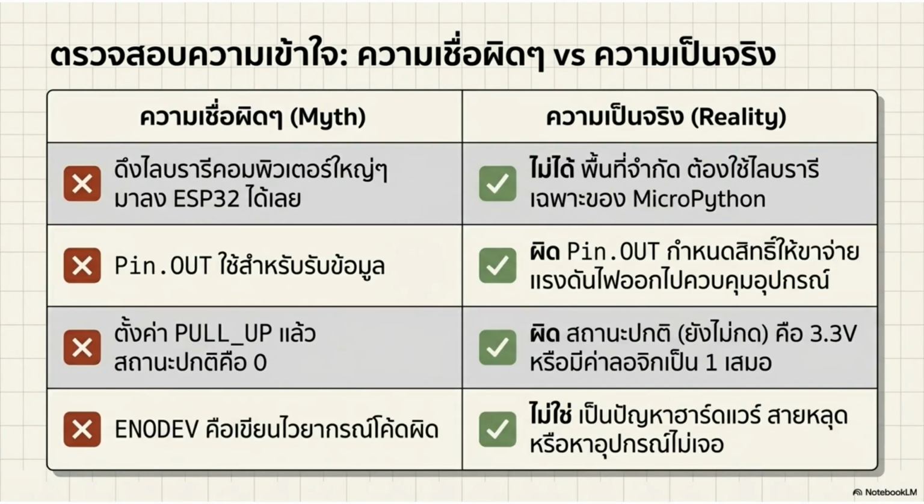Finally, let's check your understanding. Remember, the ESP32 requires MicroPython-specific libraries. Pin.OUT defines a power-supplying pin, PULL_UP defaults to 3.3 volts or logic 1, and ENODEV is a hardware error.